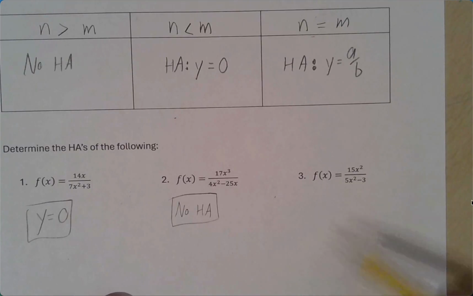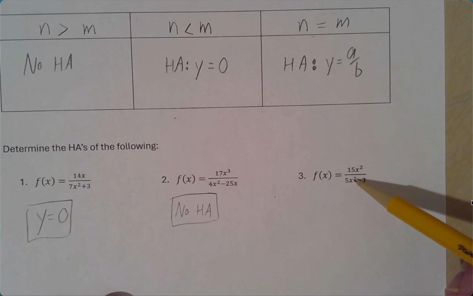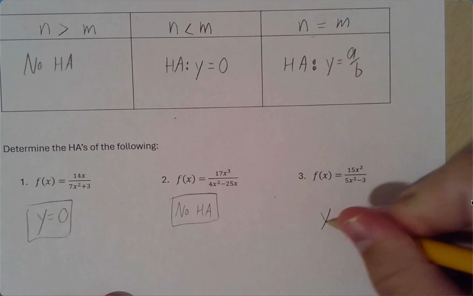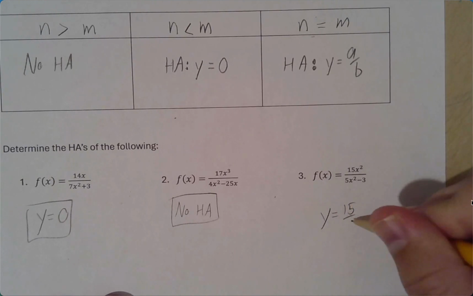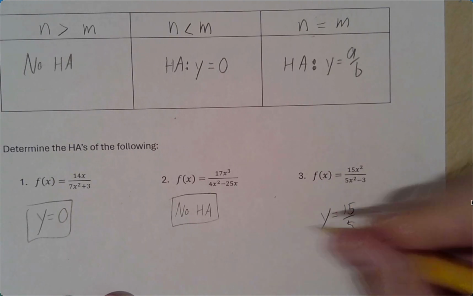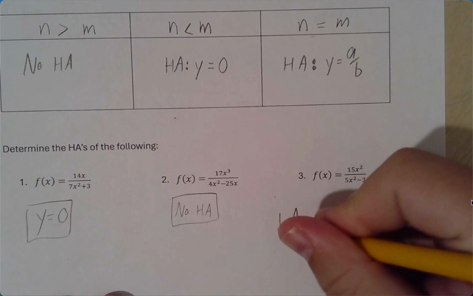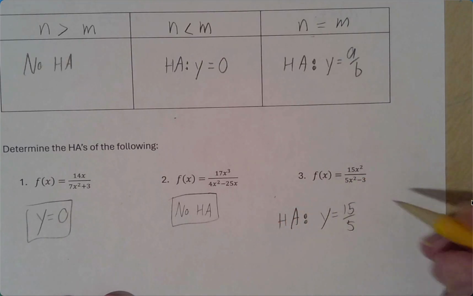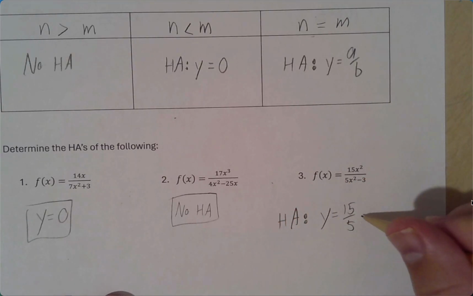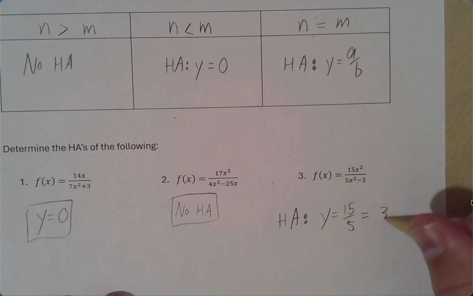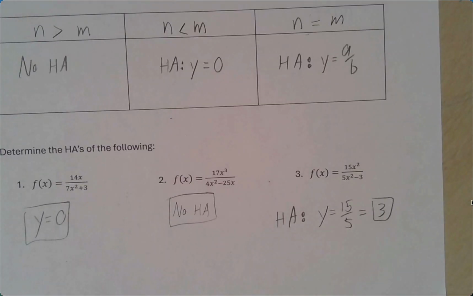The highest degree is 2, highest degree is 2. So because they're equal, my HA is 15 over 5. It's 15 over 5. But that's just 3. And we're done.